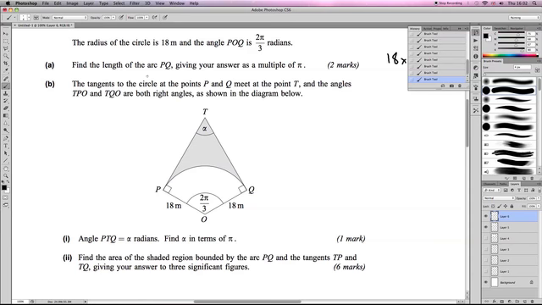Moving on, the tangents of the circle PQ meet at point T. There's T. The angles TPO and TQO are both right angles. So these are 90 degrees here and that's 90 degrees there. The angle TPQ is alpha radians. Find alpha in terms of pi. At this point it's 1 marker and it's actually quite an easy mark to get. All you need to know is what 90 degrees is in pi.